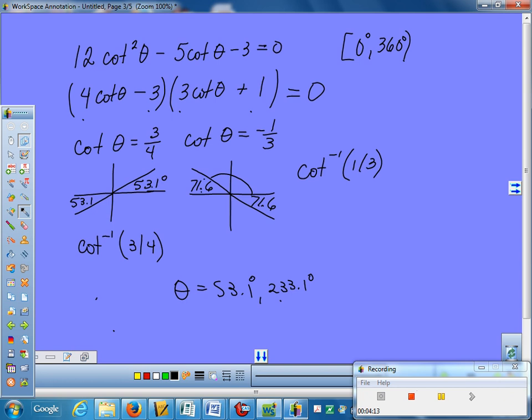In which case, that would be 108.4, and that'd be 288.4, and you would have all four lovely answers. So when you're doing inverse trig functions, until I get to teach you inverse trig functions, don't put the negatives in. It'll confuse you.